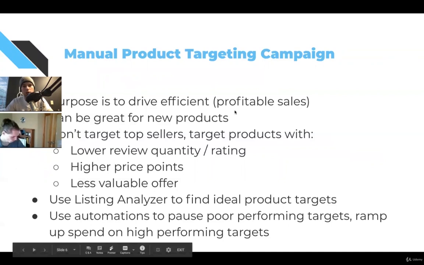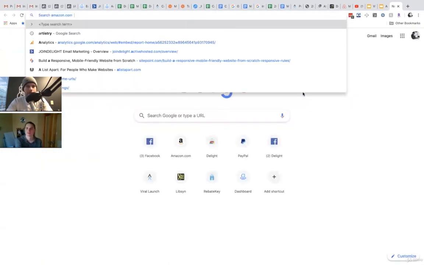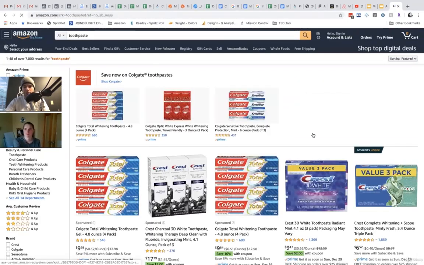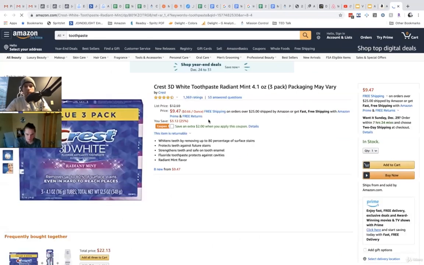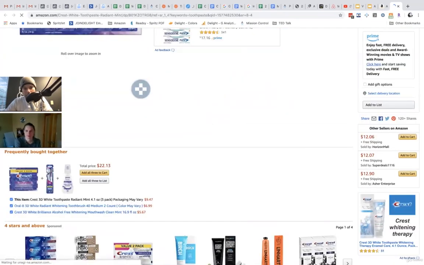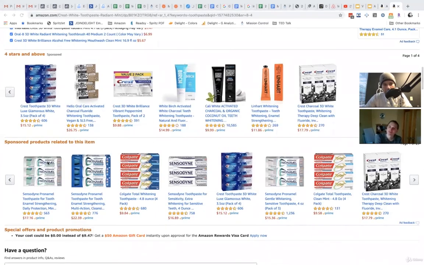So when we're setting up PPC, a lot of the time we set up manual product targeting campaigns. So this is where I can say, let me go back to Amazon. Go back to toothpaste and look at this product right here. Sponsored product or manual product targeting allows you to select, I want to show up here, here, here, here, here.